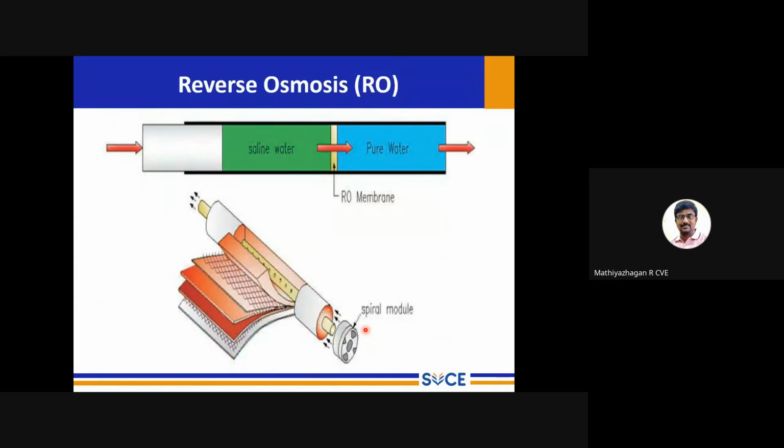So here we see the reverse osmosis process alone. Reverse osmosis is a kind of membrane process. It is a kind of filter, but it is a semi-permeable membrane. It allows the water alone to pass through that particular membrane. It doesn't allow any kind of salt, or anything of size more than the monovalent ion, also.